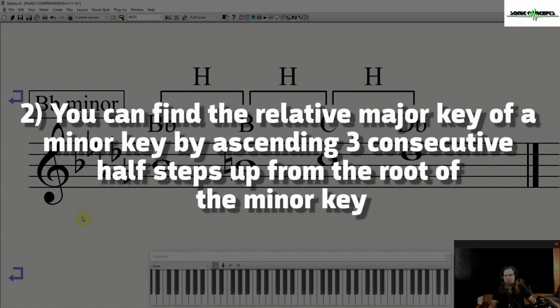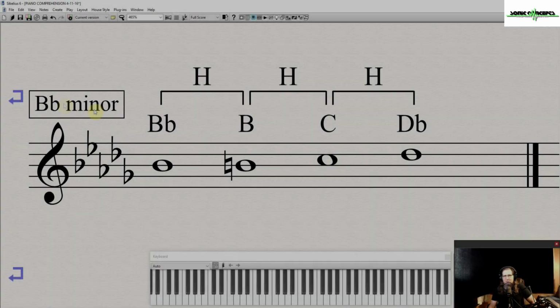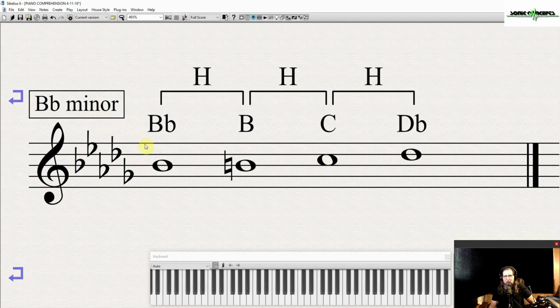Rule number 2, you can find the relative major key of a minor key by ascending 3 consecutive half steps up from the root of the minor key. If we're talking about the key of B-flat minor, for example, place a B-flat on the staff and ascend 3 consecutive half steps. And don't forget to apply the accidentals in the key signature. So, B-flat to B natural is a half step. B natural to C is a half step. And C to D-flat is a half step. The relative major, then, of B-flat minor is D-flat major.